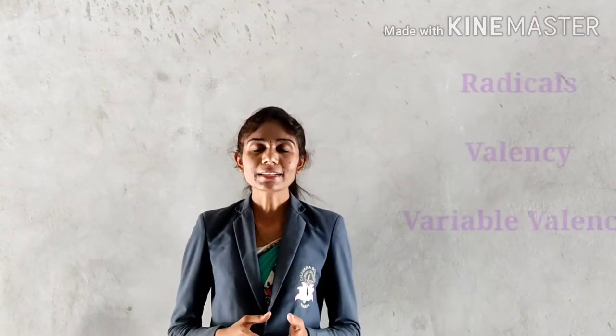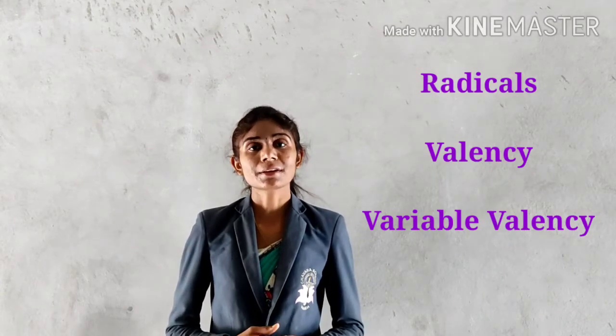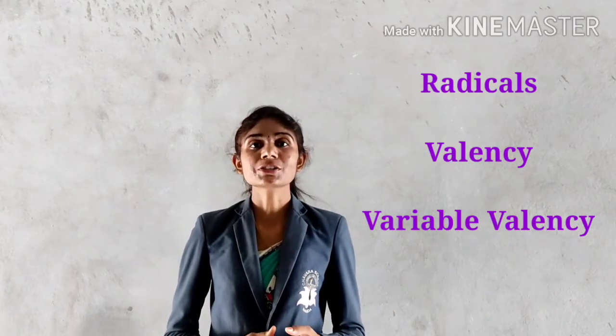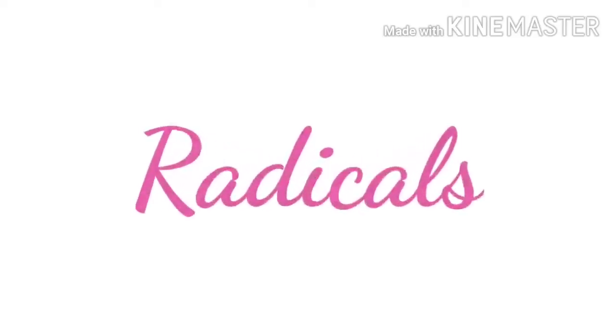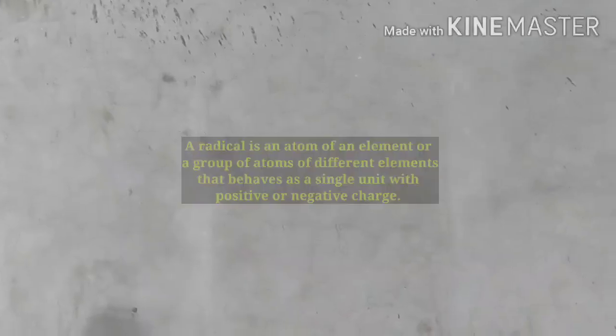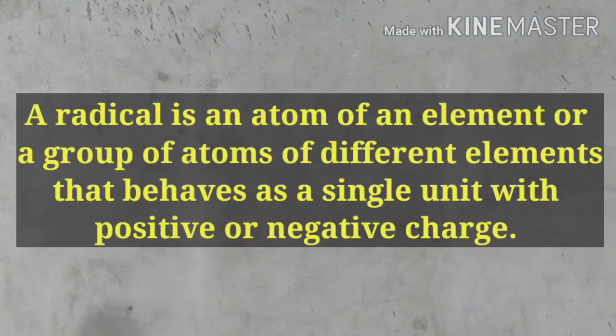About the radicals, valency, variable valency, and the relation between the elements. So let's see. A radical is an atom of an element or a group of atoms of different elements that behave as a single unit with a positive or a negative charge on it.